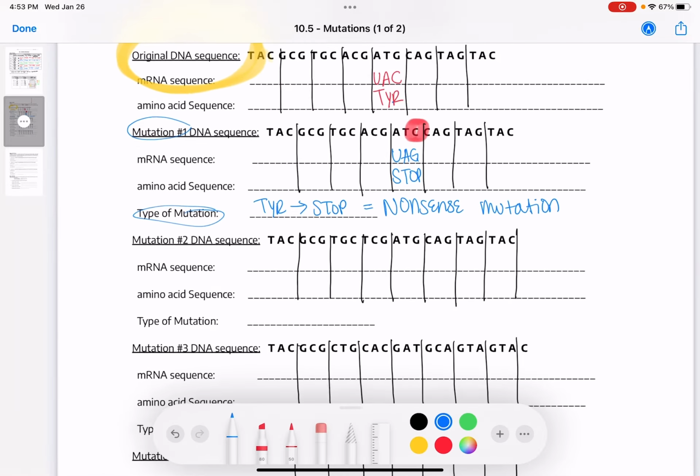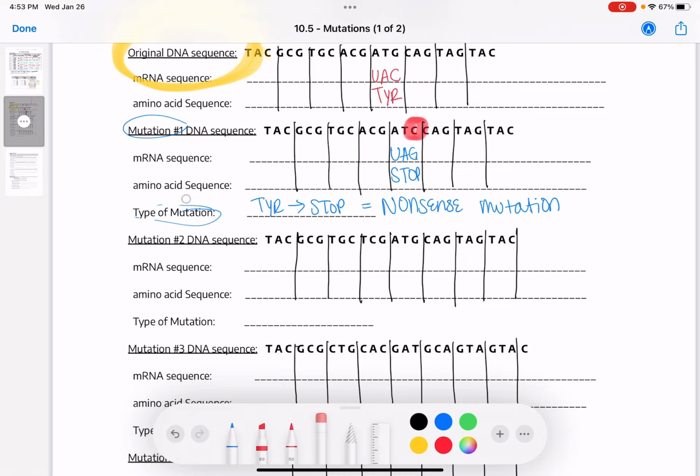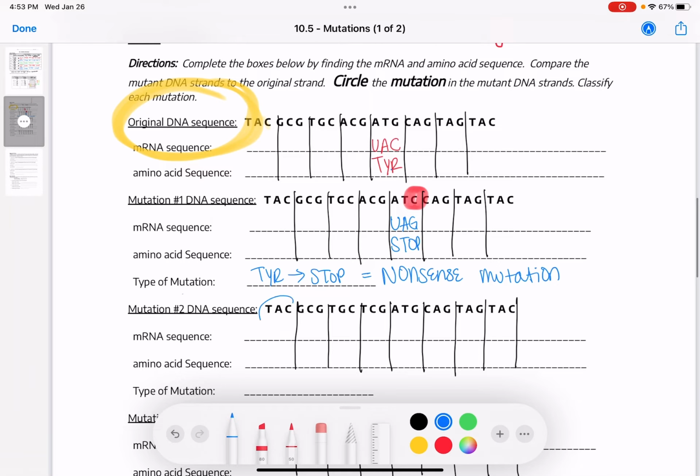Now I'm going to do the same thing for mutation 2. I'm going to compare, hold on, where's my highlighter? I'm going to compare this to this. Is there a difference? No. This to this, is there a difference? No. This to this, is there a difference? No. And I'm going to keep going until I identify where my mutation is.